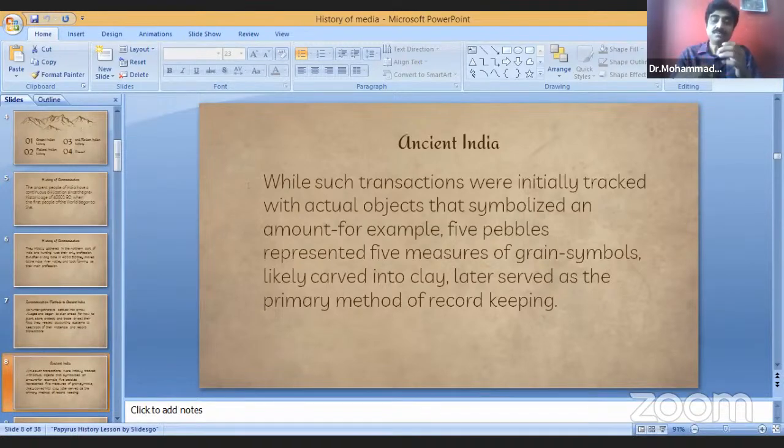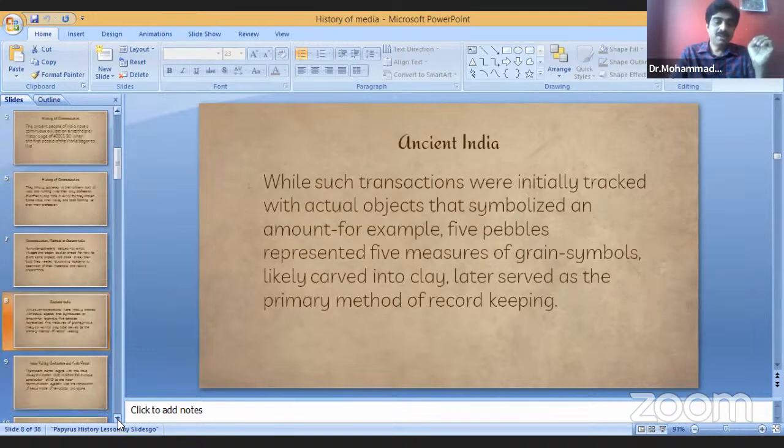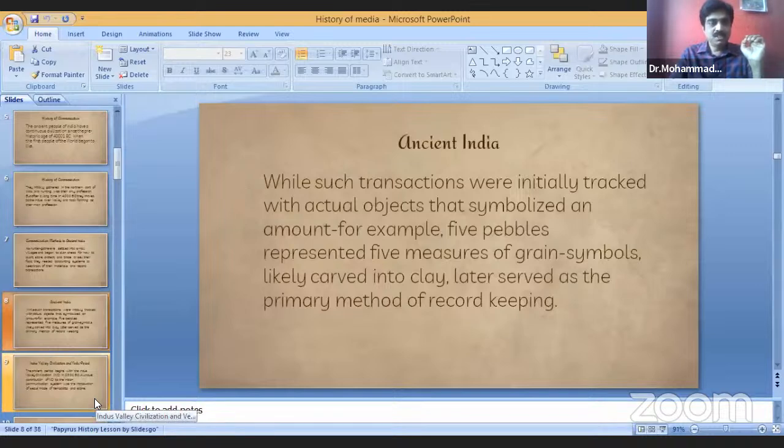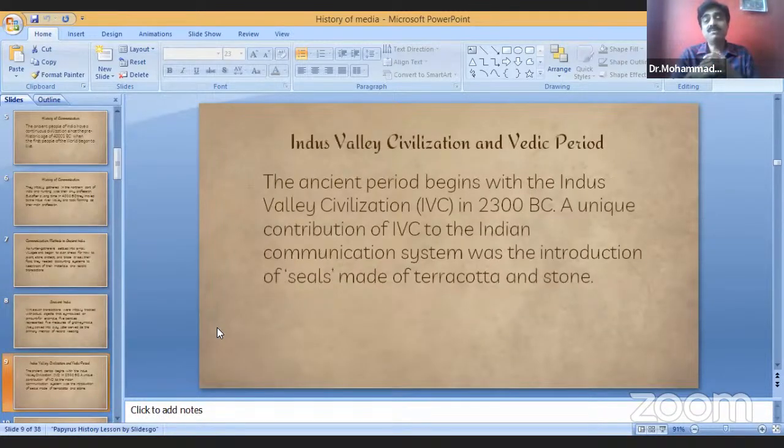So they started keeping the weight of a particular product, taking pebbles as a measure of what kind of crop weight there was, particularly for the crops in each crop season. That is how it started initially with pebbles.